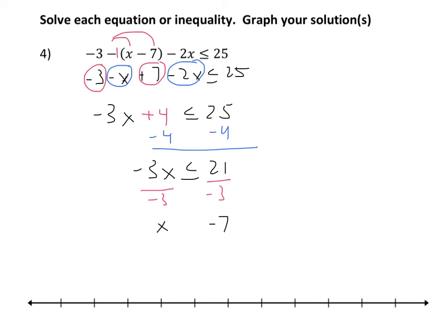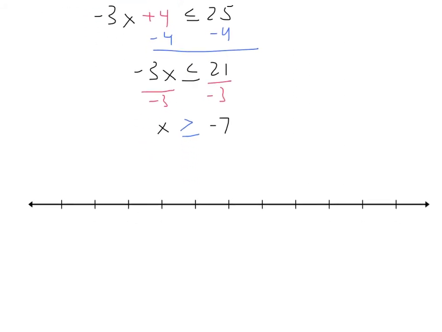All right, double check here. Did you reverse the inequality? You do need to reverse the inequality, right? Because I divided both sides by a negative number. So it needs to reverse from less than or equal to become greater than or equal to. All right, so our answer is x is greater than or equal to negative 7.